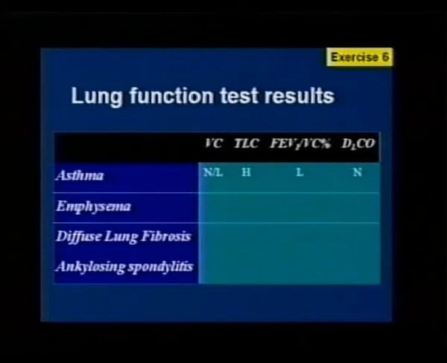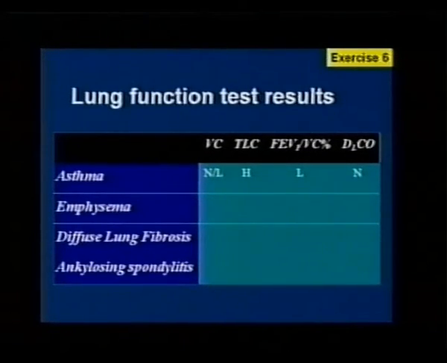Emphysema is another cause of obstructive airway disease where there is damage to the alveolar capillary membrane. Vital capacity may be normal or low. Because of the air trapping, their lungs are expanded and total lung capacity is high. The FEV1 ratio is low, carbon monoxide diffusion capacity is also reduced.